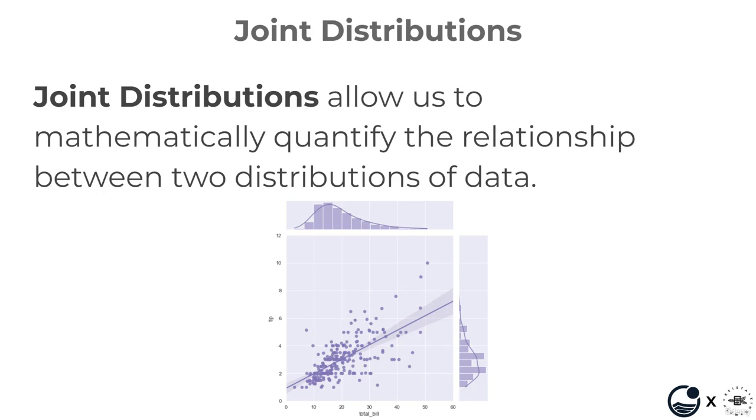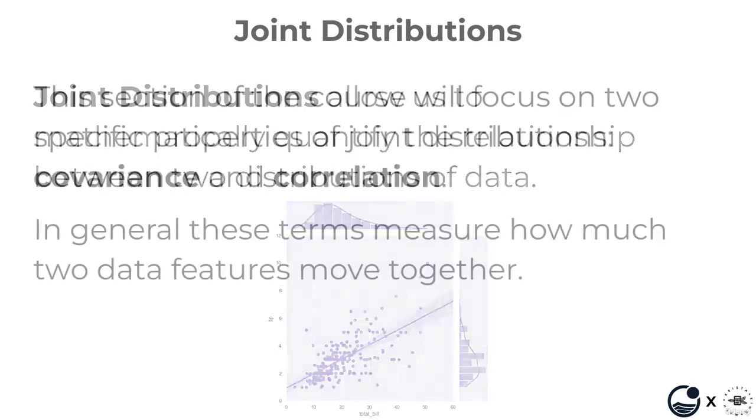So here we can see a visualization of the relationship between total bill that somebody leaves after a meal and the tip that they leave. And we can see that they seem to be linked somehow. So there's an intuition already that as total bill increases, so does the tip.